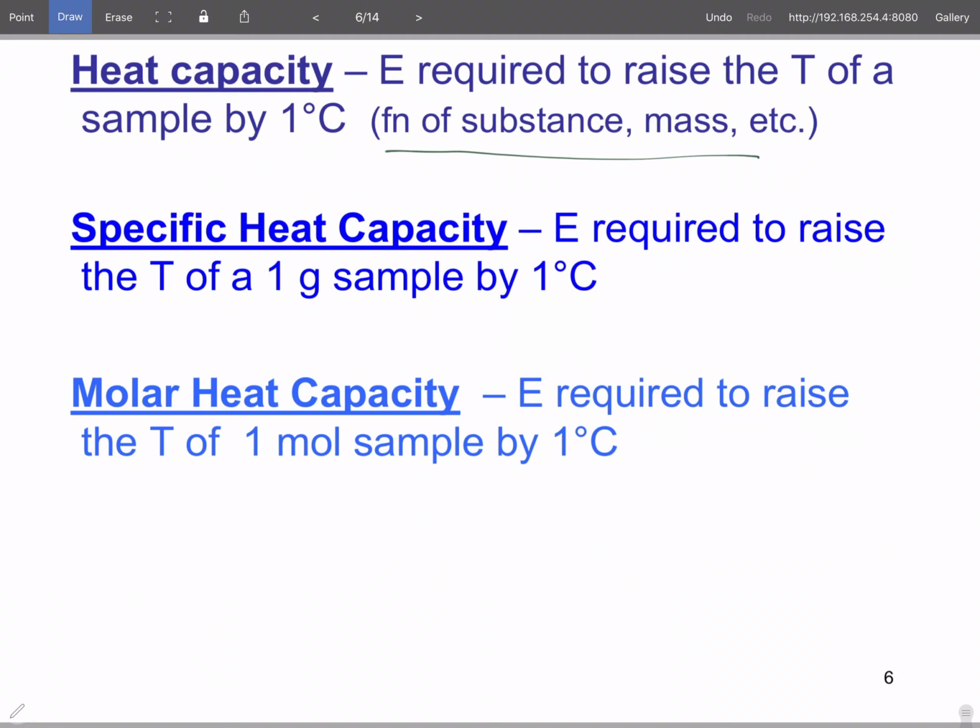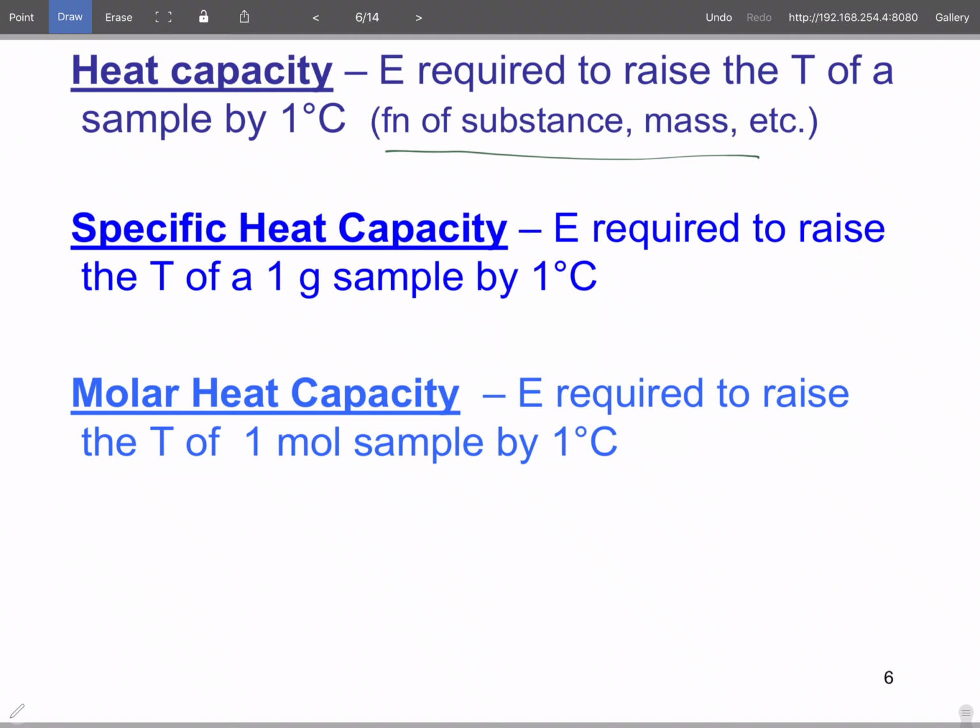Because things like cork and wood don't tend to transfer energy. You usually stir hot pots with a wooden spoon. Metals like stainless steel, a metal spoon, will transfer heat. So that's the heat capacity.